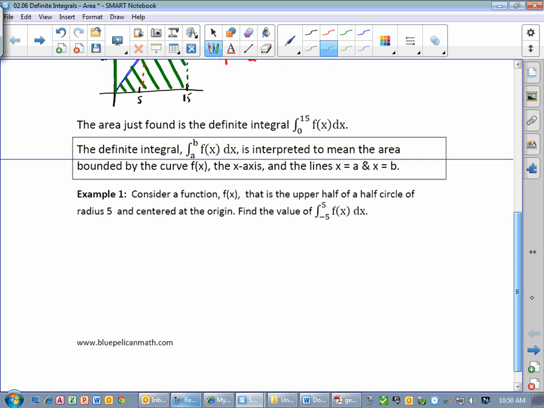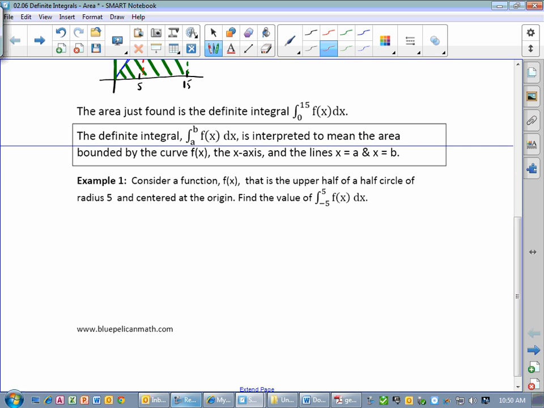Let's do an example of this. It says consider a function f of x that is the upper half of a circle of radius 5 and centered at the origin. Find the value of the integral from -5 to 5 of f of x dx. So let's start by drawing a picture. It says it has a radius of 5 and it's centered at the origin, which means that it's going to go to +5 and to -5.